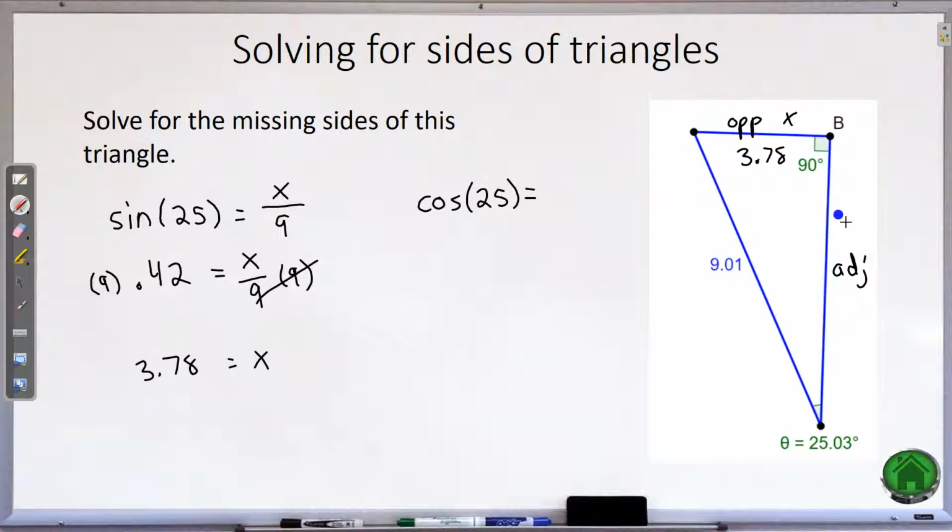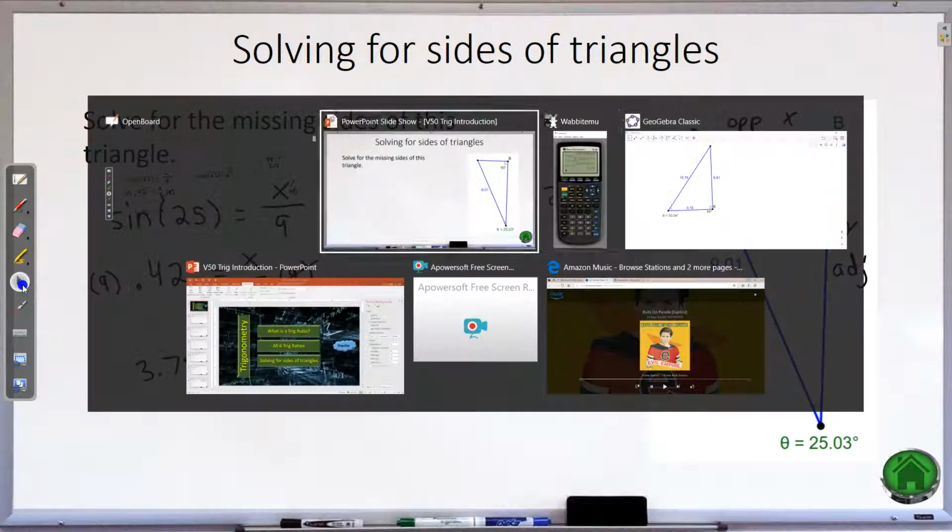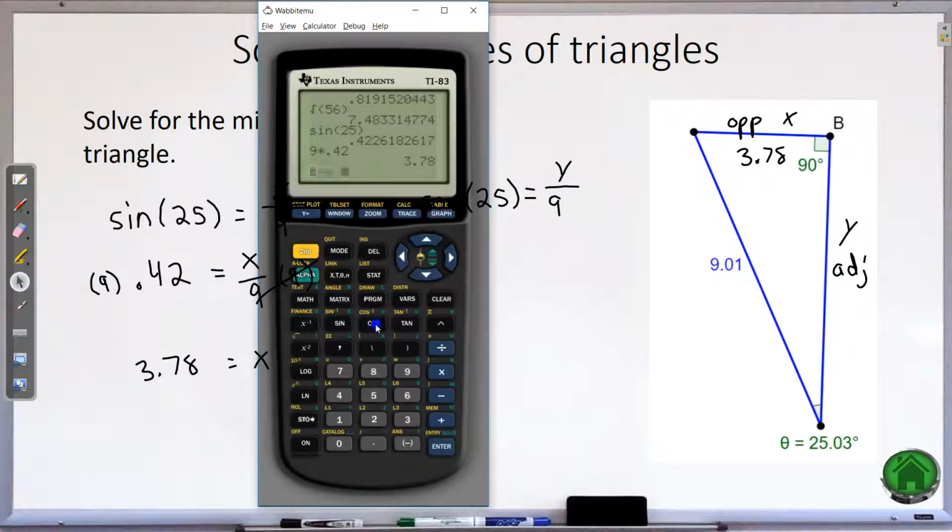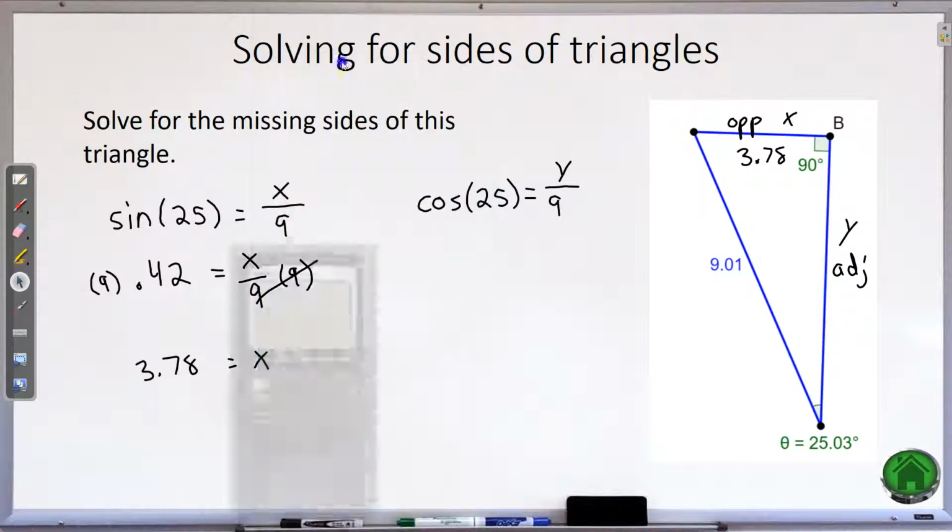adjacent, which let's call that one y, I suppose, just another letter, over the hypotenuse, which is 9. And this is going to be the exact same thing. I'm going to do this on the calculator, which is not 0.42, it's different, it's cosine. And then we're going to multiply by 9 on both sides. So I'm going to sort of do that in one step. Cosine of 25. And then we're going to multiply by 9 on both sides to get y. Let's call that 8.2 to have it round up. So that y is equal to 8.2.